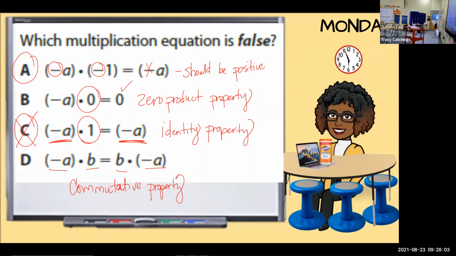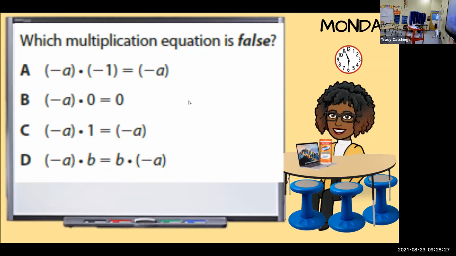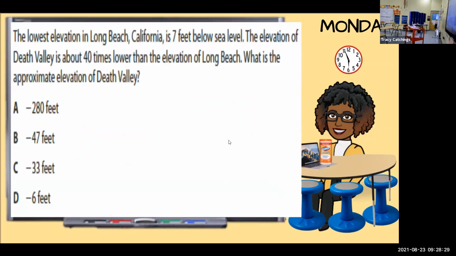All right, so definitely make sure we're able to identify those different properties, because sometimes they'll give you a variable in there just to see if you understand what that rule means. Any questions about it? All right, I'm gonna give you about 30 seconds to a minute. See if you can read this scenario and be able to write an expression.